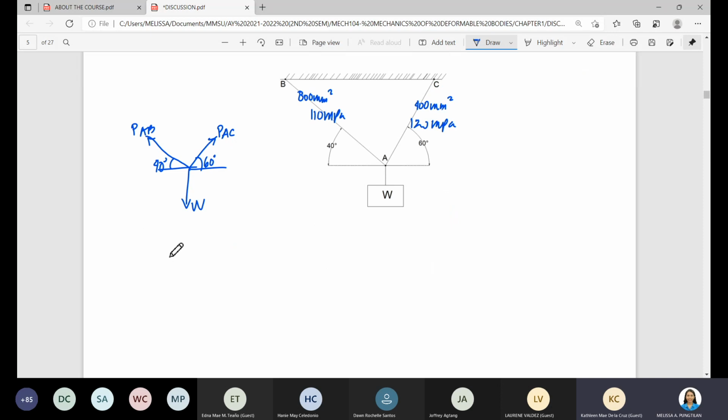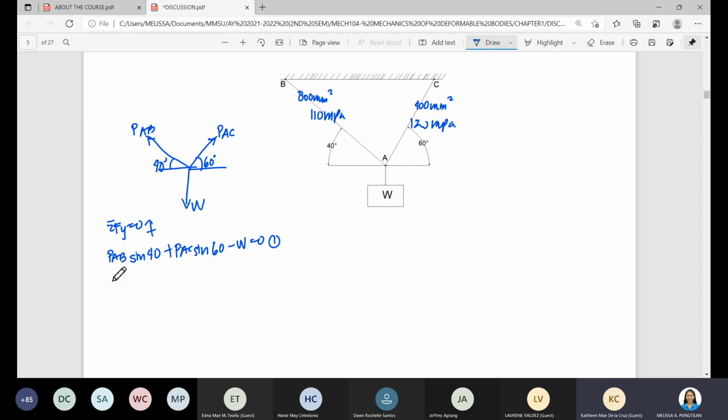So, ang goal natin dito is to express AB and AC in terms of W. So, taking the summation of forces along y direction is equal to 0, upward as positive. Meron tayong PAB sine of 40, plus PAC sine of 60, minus W is equal to 0. So, let's consider this as our equation number 1.